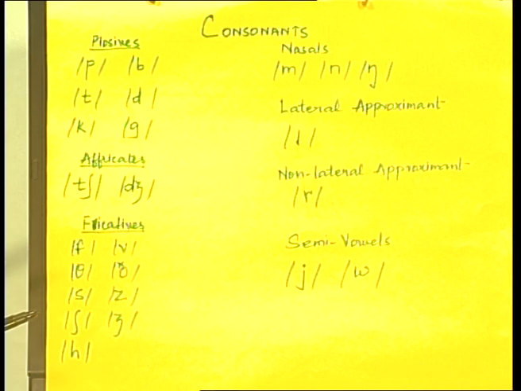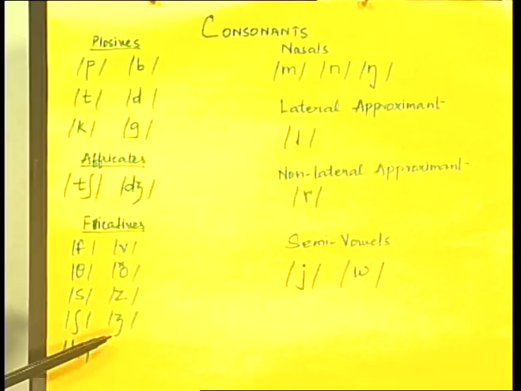The next 2 sounds, s and z, are known as alveolar fricatives. Both these sounds are produced with the tongue touching the alveolar ridge. While s is a voiceless sound, z is a voiced sound. Sh and j are known as palato-alveolar fricatives. While sh is a voiceless fricative, j is a voiced fricative. Both these sounds are produced with the tongue touching both the alveolar ridge and the hard palate.